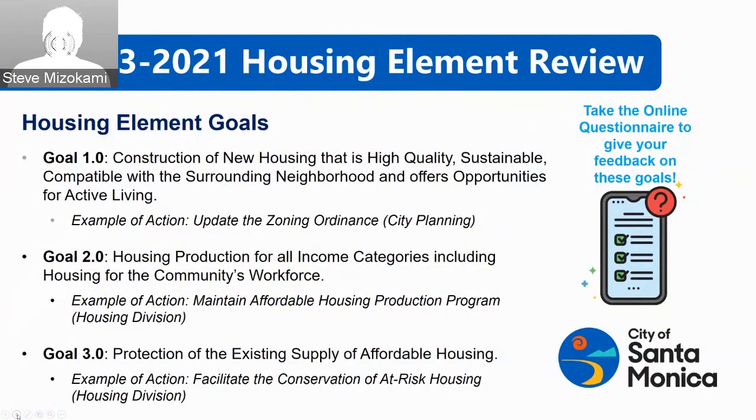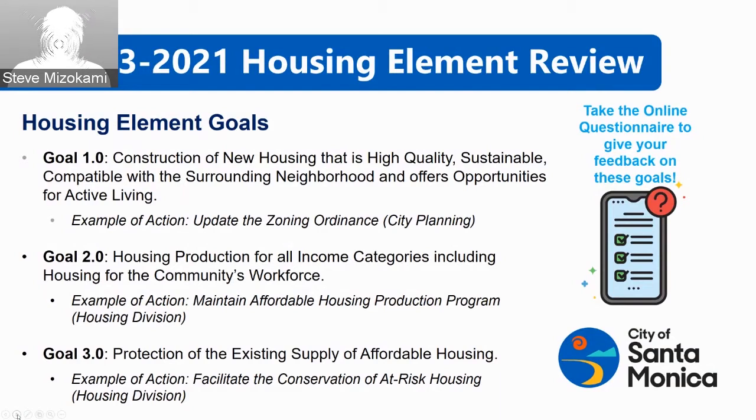So goal number 1 is about making sure that the construction of our housing is of high quality, is sustainable, and is compatible with the surrounding neighborhood. Objectives to meeting the goals include, for example, updating the zoning ordinance based on the land use and circulation plan, which establishes zoning and development standards for a variety of different housing types and affordability levels. As we know, the zoning ordinance was adopted back in 2015.